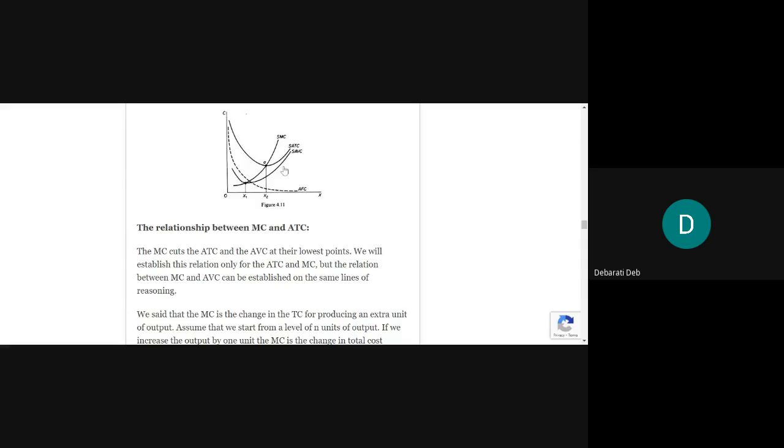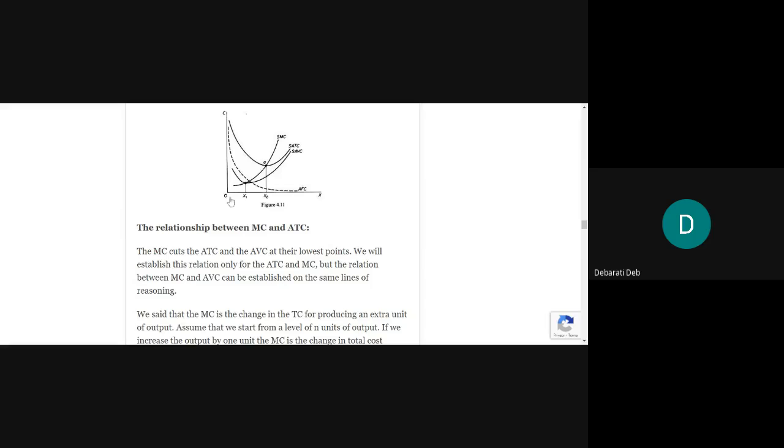Now follow my arrow. I hope you have drawn these three curves, that is SATC, SAVC and SAFC or AFC. Now we will draw this SMC. This marginal cost curve will cut the ATC and AVC curves at the lowest point. That means X1 and X2 are the lowest points of AVC and ATC, right? So you will now draw the marginal cost curve by moving through this X1 and X2.